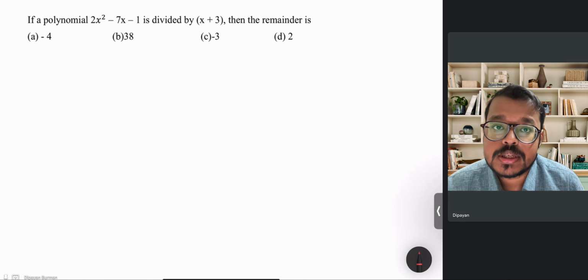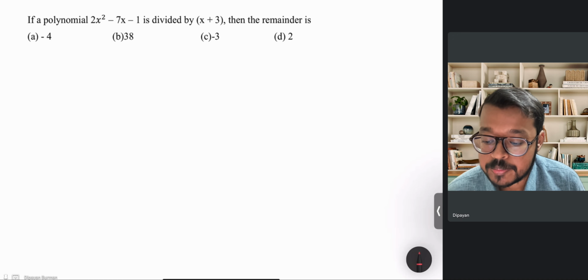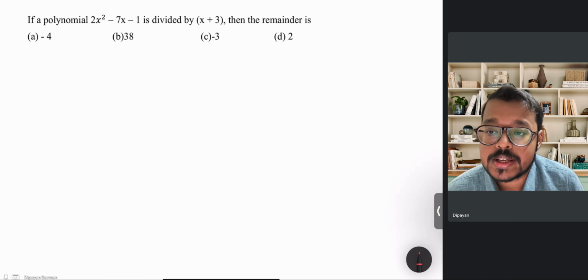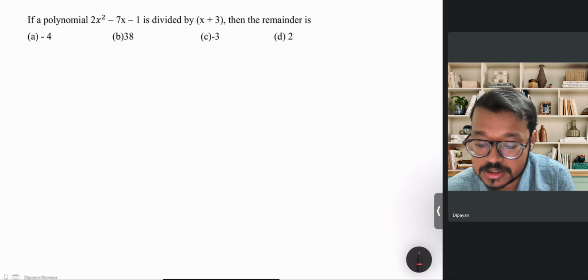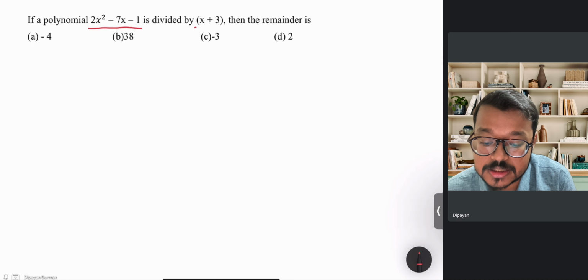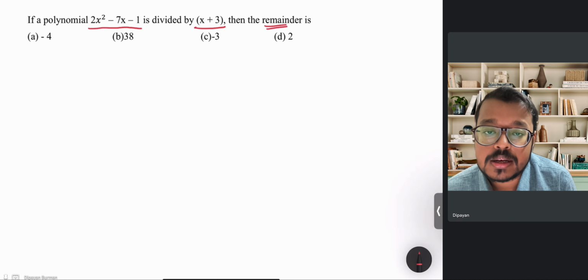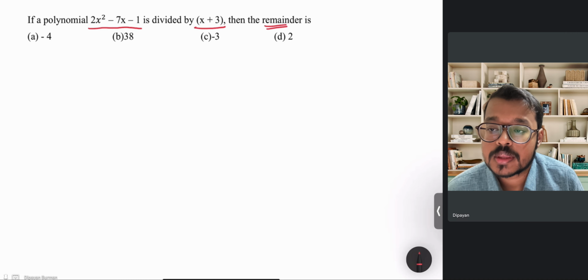Let's solve this MCQ from Remainder and Factor Theorem. The question is, if a polynomial 2x square minus 7x minus 1 is divided by x plus 3, then the remainder is which of the following?